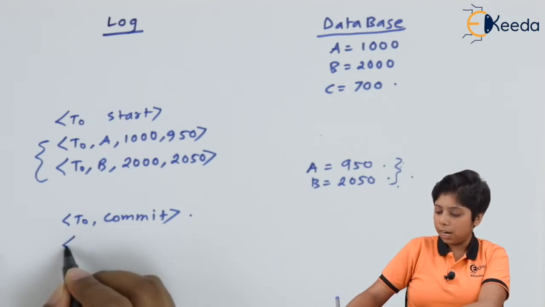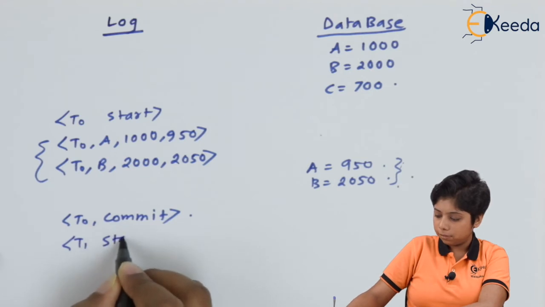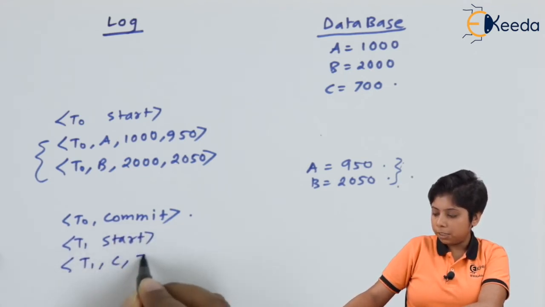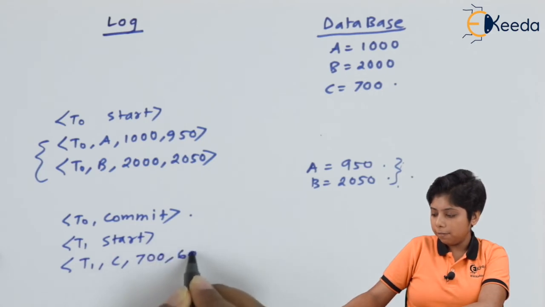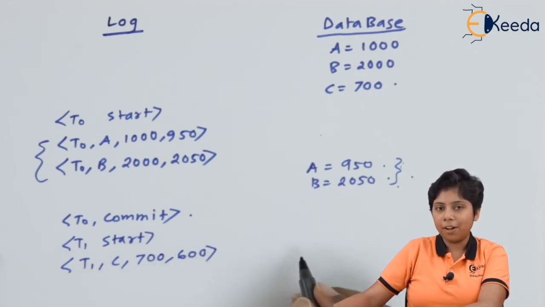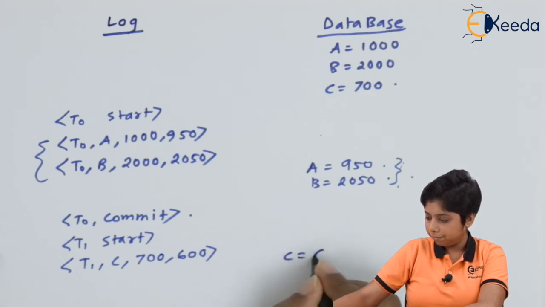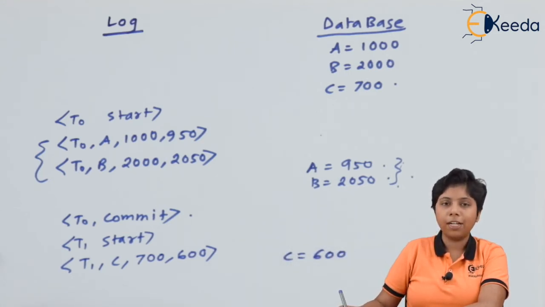Now the T1 starts. We have this T1 updating the value of C, then the value is updated in the database, and finally we are performing this commit on T1.